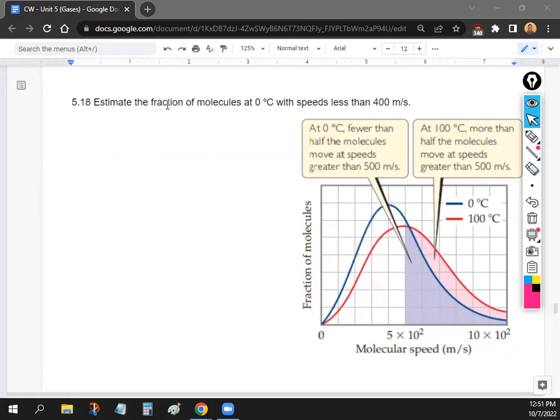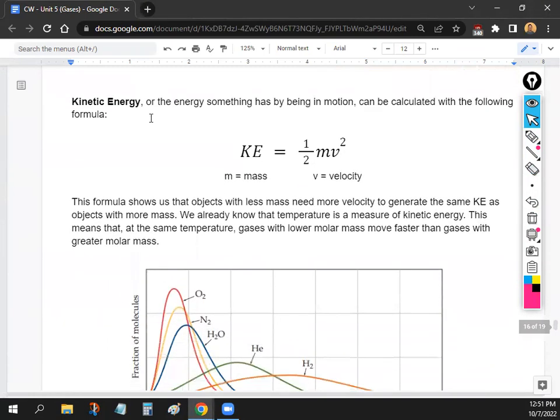Alrighty, let's move on to the next one. Okay, so kinetic energy, we just talked about this. It's the energy that's involved with movement, and it depends on two factors, mass and velocity. The formula for that is 1/2 mv squared, and this is how you would calculate the kinetic energy that something has. And we already talked about this. The smaller the mass, the faster something needs to go to generate the same amount of energy.